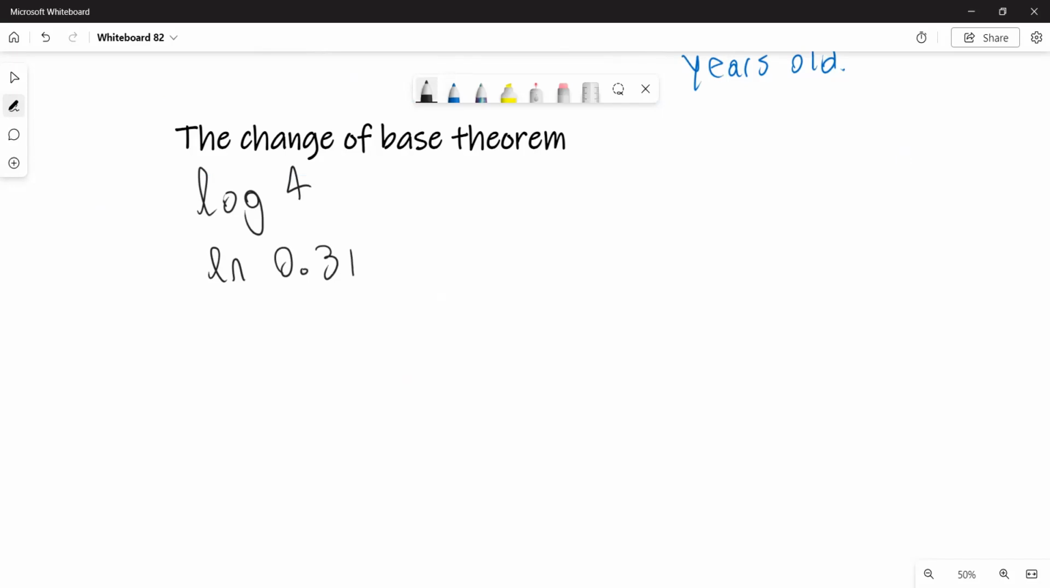This is logarithm of 4. That's approximately 0.6020. And the natural logarithm of 0.31, you can evaluate that with one button on the calculator. That's approximately negative 1.1712.